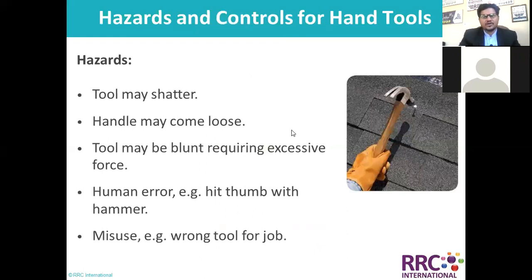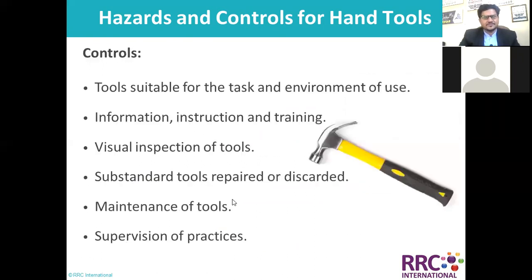The main hazards are: the tool may shatter, first of all; the handle may come loose. Sometimes you just jerk, and the handle is loose; the tool may be blunt and require excessive force; and human error, like hitting your thumb with a hammer; misuse; the wrong tool for the job also. These are some of the hazards. How are we going to control them?